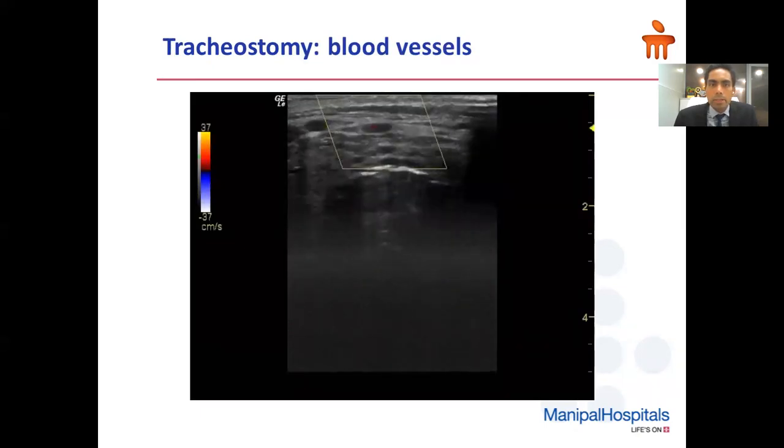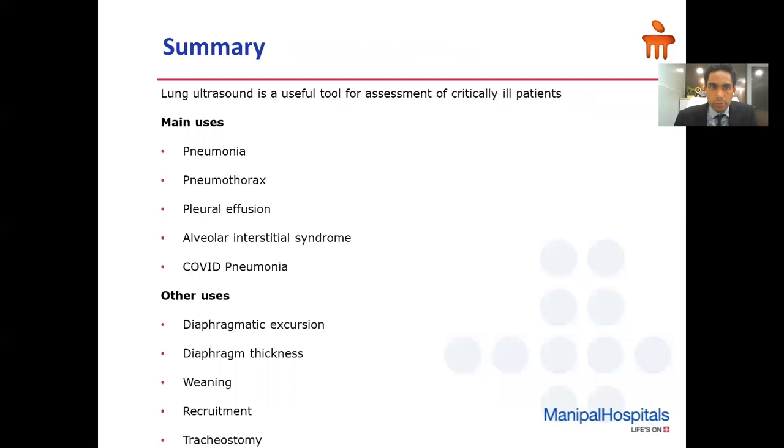So, in summary, ultrasound is a useful tool for assessment of critically ill patients. The main uses are for diagnosis of pneumonia, pneumothorax, pleural effusion, alveolar interstitial syndrome, and nowadays in COVID pneumonia. It can be used for other uses as well, and more uses are coming up as we are becoming more comfortable in the use of lung ultrasound. They include diaphragmatic excursion, diaphragm thickness, weaning, recruitment, and tracheostomy.